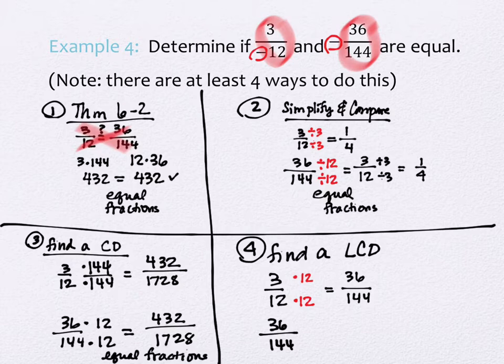Is that always going to be the easiest? Actually, least common denominator is often not the easiest. It's often the most challenging because you're trying to break things down to figure out what that least common denominator is. But on this one, it ends up being very nice. And so again, this tells us that our fractions are equal.